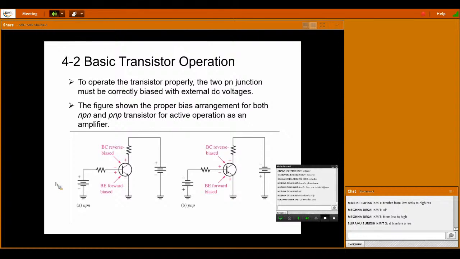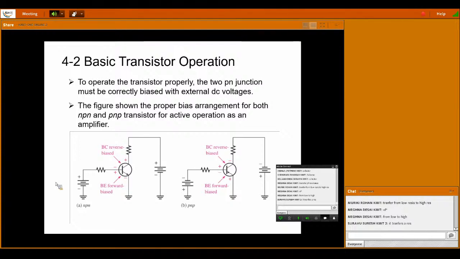The last one, which we are not going to discuss, is where the base to emitter junction is reverse bias and the output junction, base to collector, is forward bias. That is the reverse active region. We are not going to utilize it, and it is not considered, so we are not going to discuss that now.